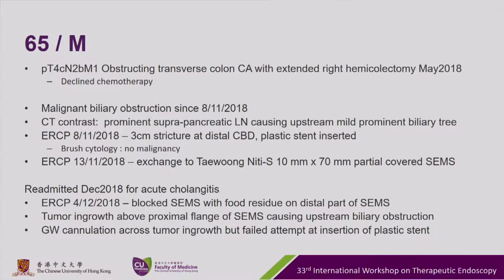upstream dilation. And an ERCP was done showing a 3 cm stricture at distal CBD and a plastic stent was inserted. Repeated ERCP later that week changed it to a partial covered self-expanding metallic stent. He was then readmitted in December earlier this month for acute cholangitis, and our ERCP showed a blocked stent with food residue on the distal part of the stent and a tumor ingrowth above the proximal flange causing upstream biliary obstruction, and an attempted cannulation across the tumor but failed insertion of plastic stent.